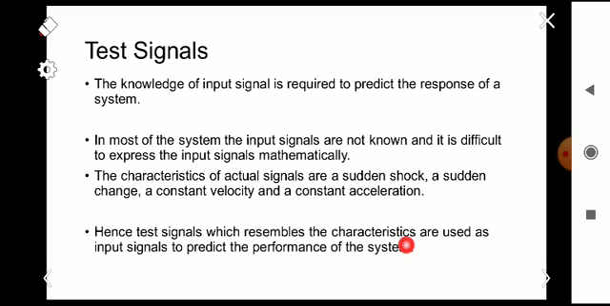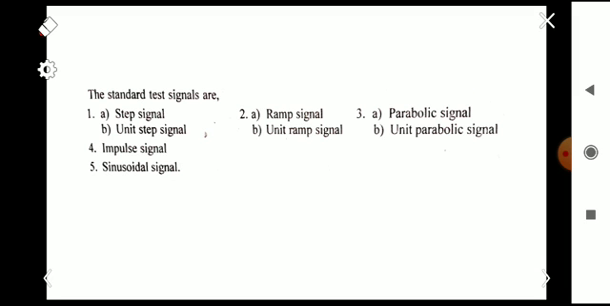So to predict the performance of a system, we have to use some test signals which resemble characteristics such as sudden shock, sudden change, constant velocity, and constant acceleration. The normally used standard test signals are the step signal and the unit step signal, then the ramp signal and unit ramp signal, the parabolic signal and unit parabolic signal, and the impulse signal and sinusoidal signal. These are the main test signals we are using.